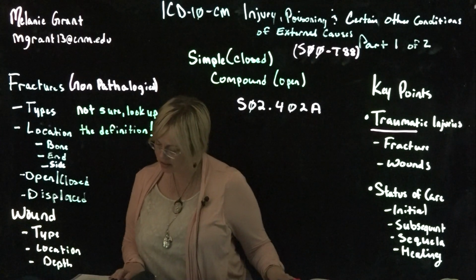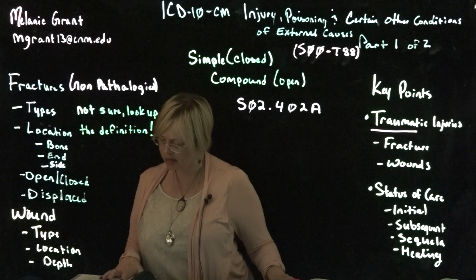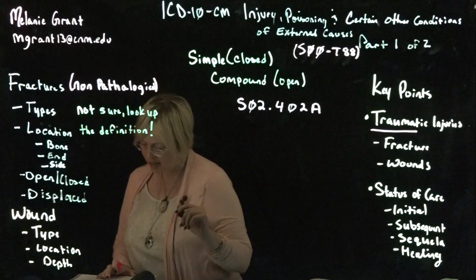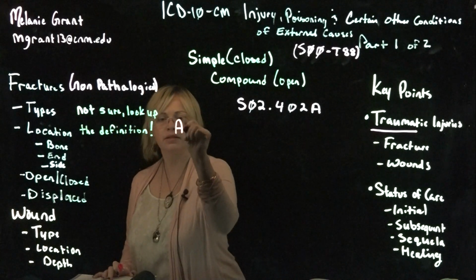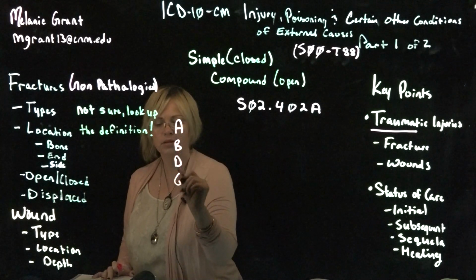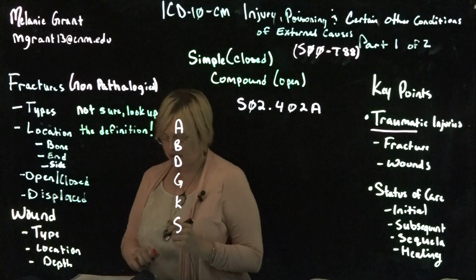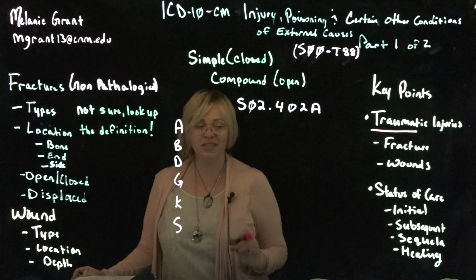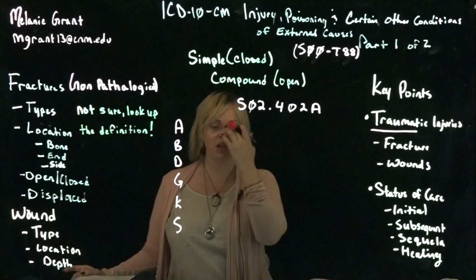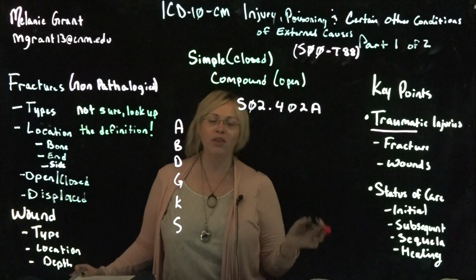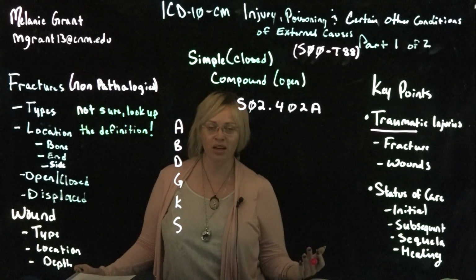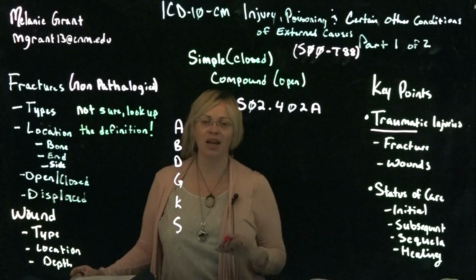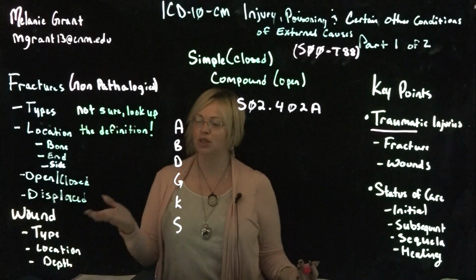Also, the appropriate seventh character is to be added to each code from category S02. And it gives us codes for A, B, D, G, K, and S. Okay, now this is important. Why? Well, number one, when you're looking at some of your fractures, a 7th-digit character is going to indicate whether this is the patient's initial period of care, whether the subsequent aftercare has been started, or whether it's in the healing process, or whether there's a condition that's caused as a late effect or sequela.